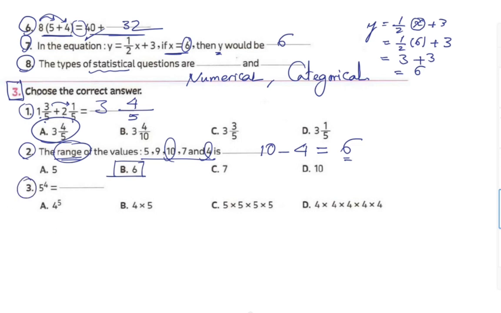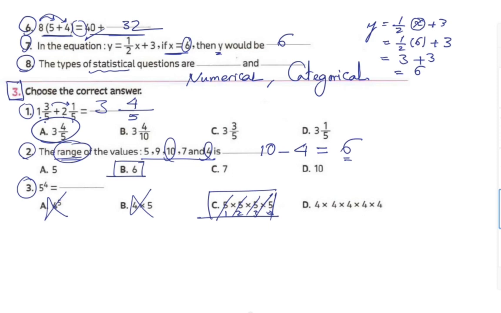Last point, 5 to the power 4. Does 5 to the power 4 equal 4 to the power 5? Of course, no. 4 by 5? No. 4 by 4 by 4 by 4? No, it's 5 by 5 by 5 by 5, 4 times. Count with me: 1, 2, 3, 4. Yes. 5 to the power 4 means I will multiply 5 by itself 4 times. 1, 2, 3, 4. So C is the correct choice.